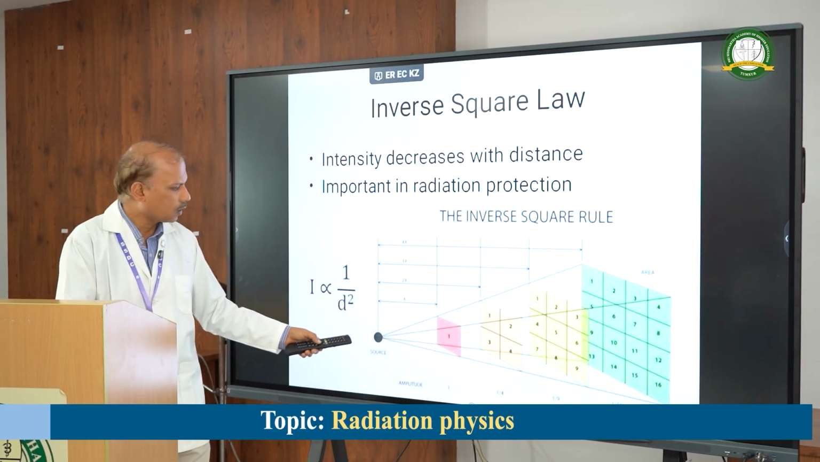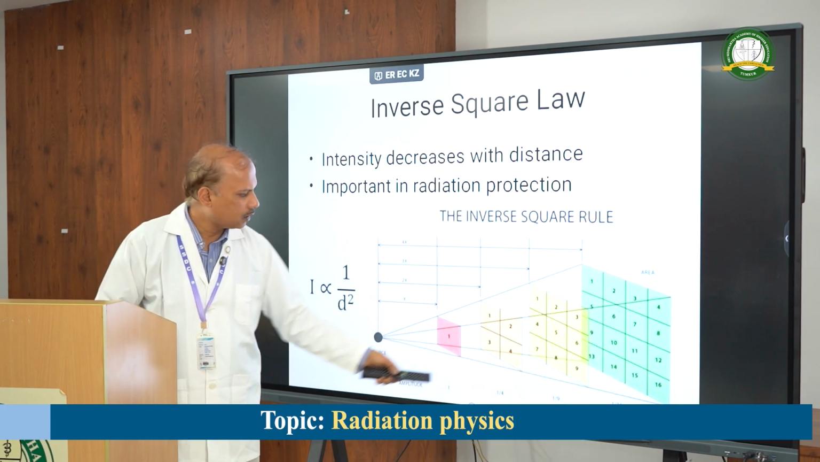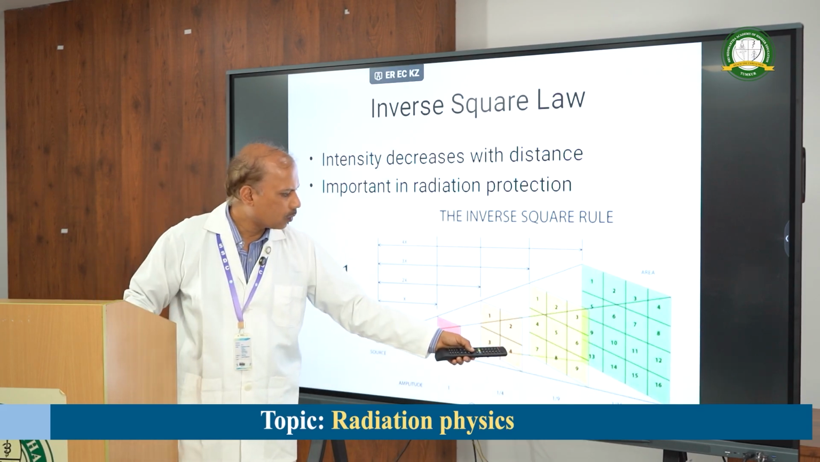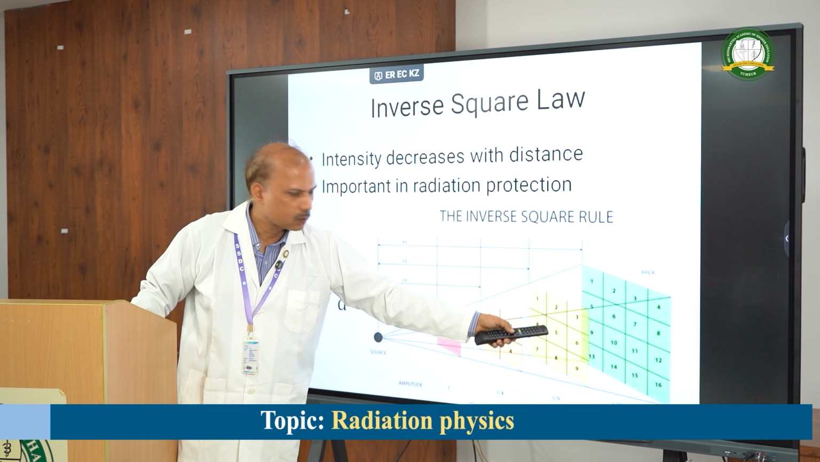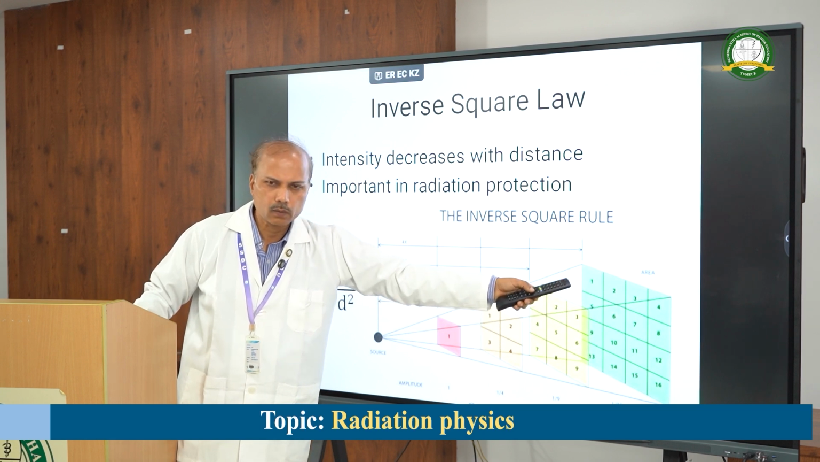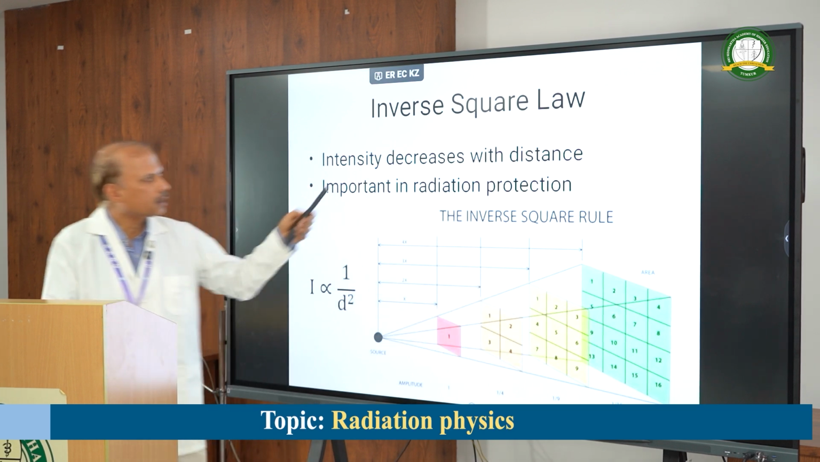For example, at 1 meter the intensity is 1, then at 2 meters it becomes 1/4. At 3 meters it becomes 1/9, and at 4 meters it becomes 1/16. That is what it depicts.